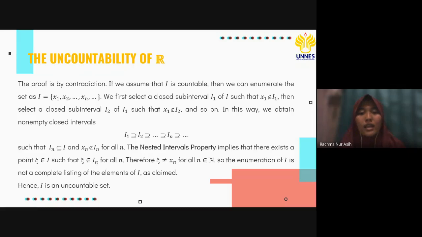The nested intervals property implies that there exists a point C, an element of I, such that C is an element of In for all n. Therefore, C is not equal to xn for all n in the natural numbers. So the enumeration of I is not a complete listing of the elements of I, as claimed. Hence, I is an uncountable set.